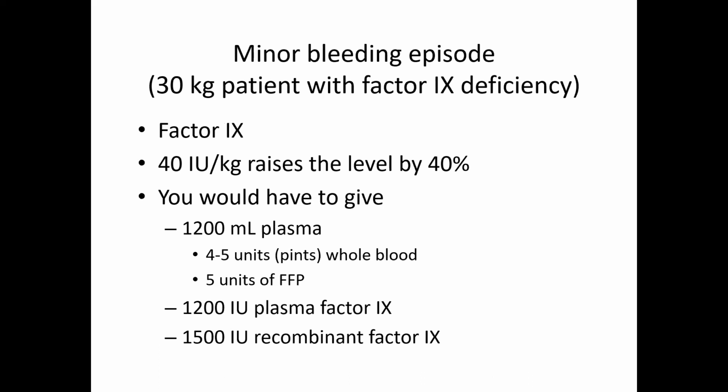This is a case example for a minor bleed episode of a 30 kg patient with factor 9 deficiency, where you have 40 international units per kg, which raises the level by 40%. We said factor 9 replaces 1 to 1. That's the ratio. You will have to give around 1,200 mL of plasma, which is around 45 units, pints of whole blood, or 5 units of fresh frozen plasma. So depending on your setting, you'll make a judgment of how fast and how well you will control a bleed.